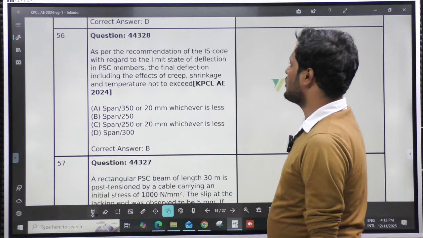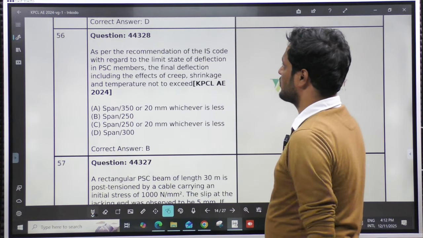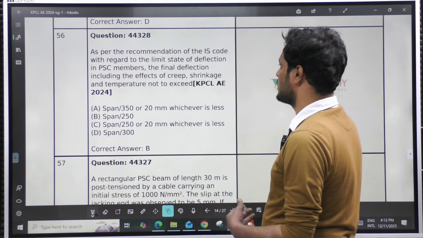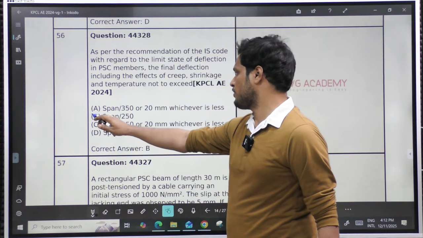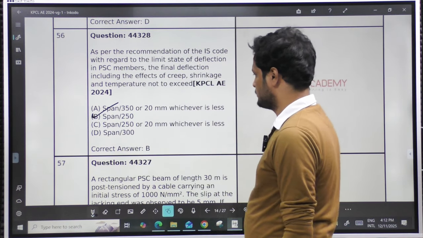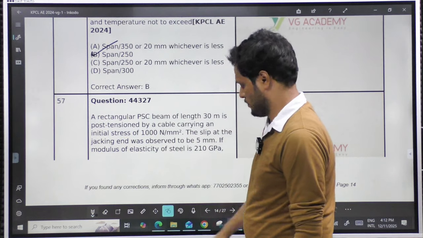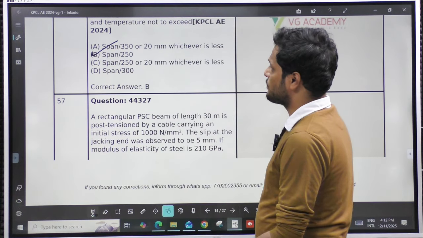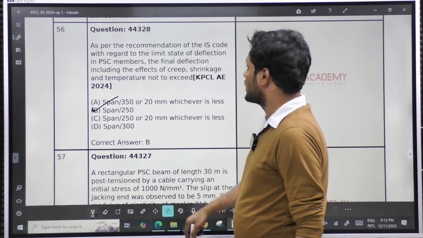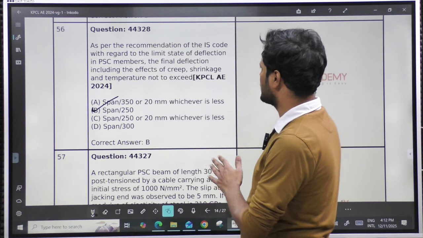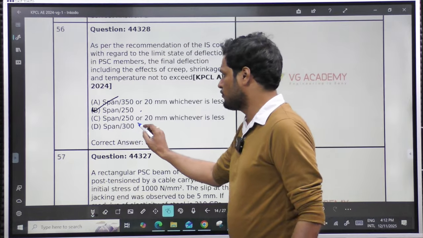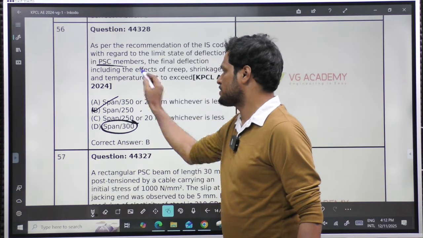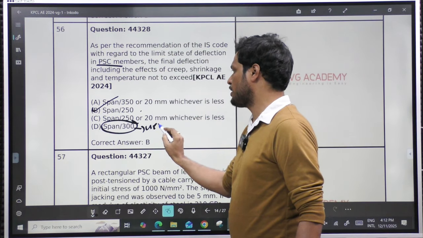As per recommendation of IS code with regards to limits of deflection in PSC, the final deflection including all the effects is span divided by 250, and maximum upward deflection is span divided by 300. But here it is downward, so as per the limit to the final deflection including all. Okay, so if they asked upward deflection for prestressed concrete, then it is span divided by 300.